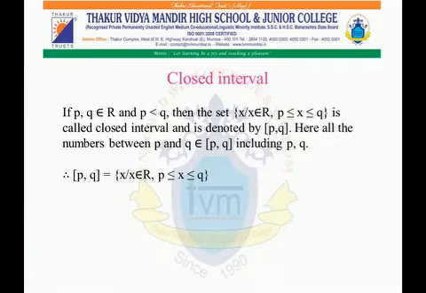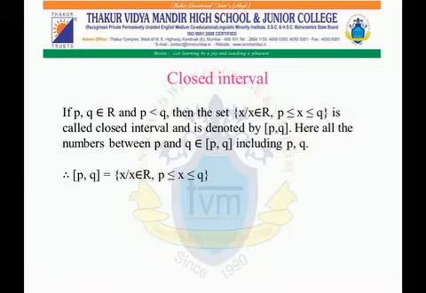So whenever we get a sign like less than or equal to, more than or equal to, then it is called closed interval and it will be denoted by P, Q within the square bracket. Open interval is denoted within the small bracket. Closed interval is denoted within the square bracket. The square bracket means the interval is closed.